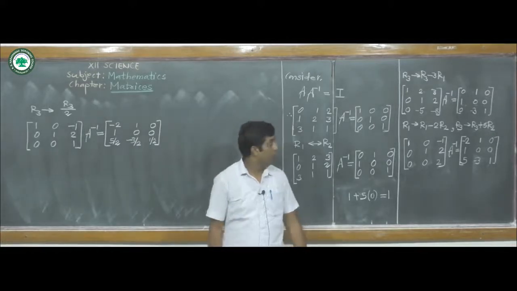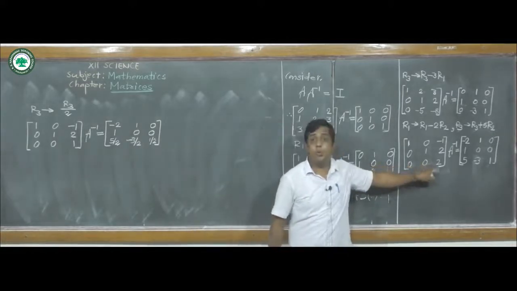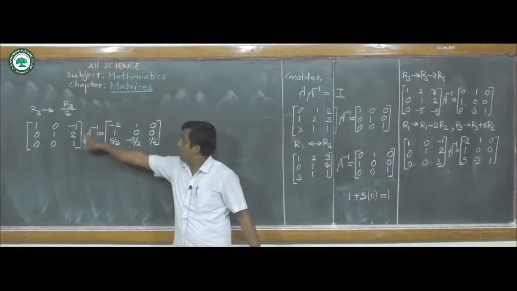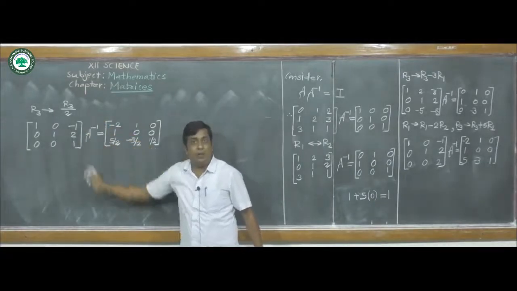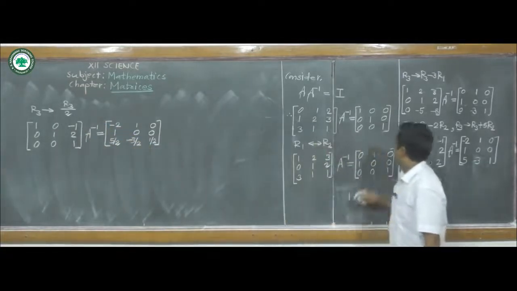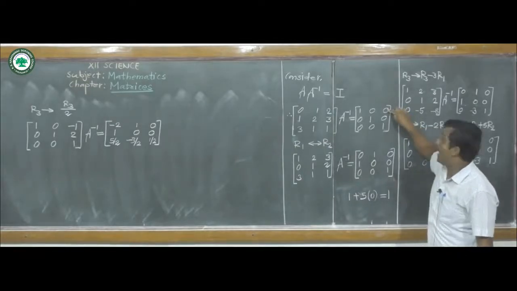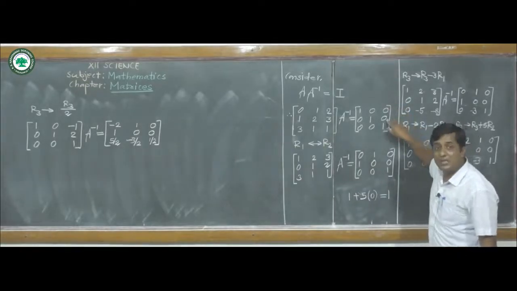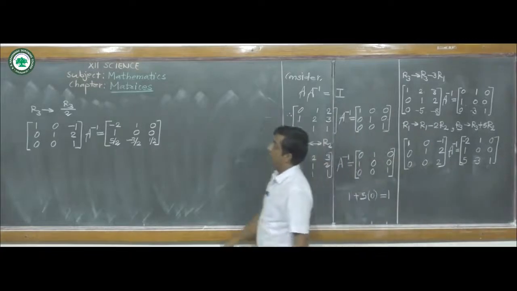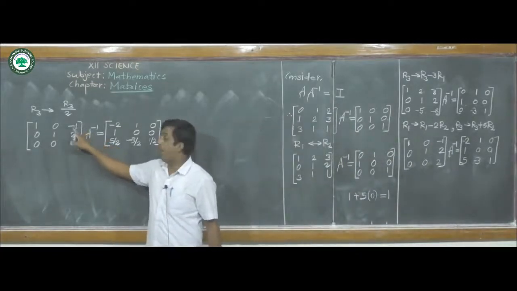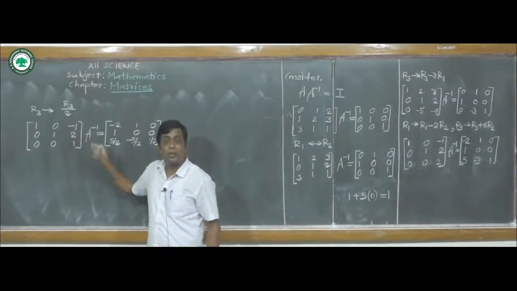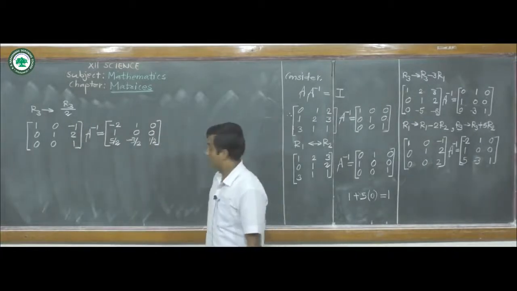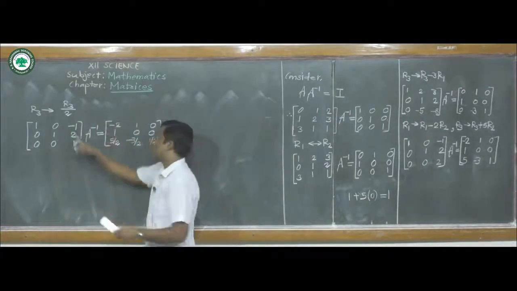Okay, so we reduce this 2 to 1 by using the transformation. Now we have to reduce this A13 and A23 to 0. That is, we have to reduce this minus 1 to 0 and this 2 to 0. And to reduce this, we perform the transformation. Firstly, we go with this minus 1.